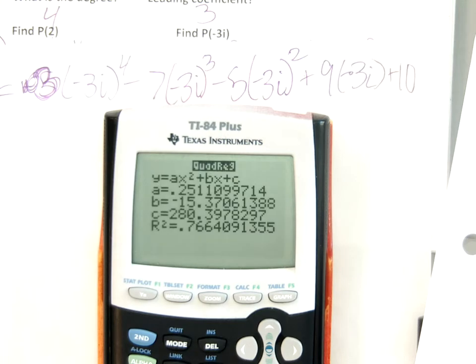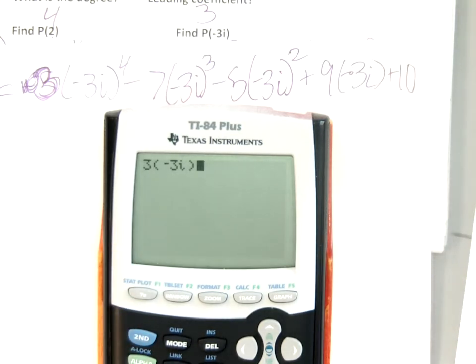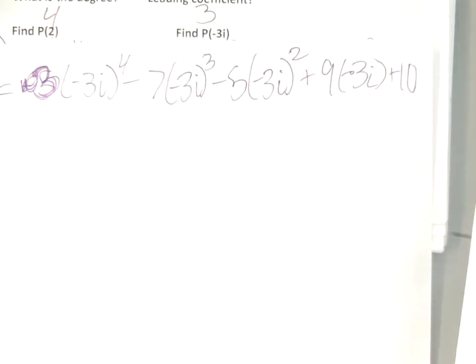Kai found it. Parentheses negative 3i. Oh, we have an i button in our calculator. Look at that. And I never told you, did I? I have an i button on my calculator. Did you guys figure it out already? That's not okay.